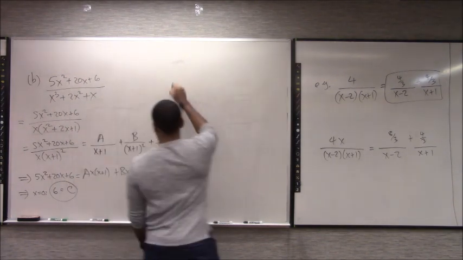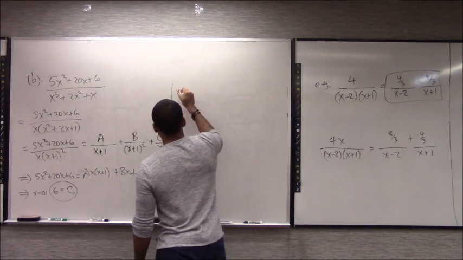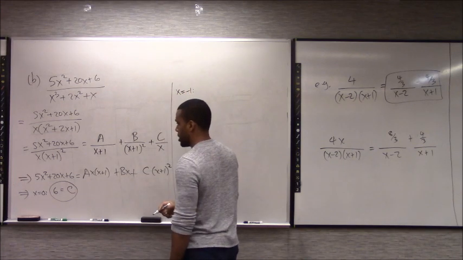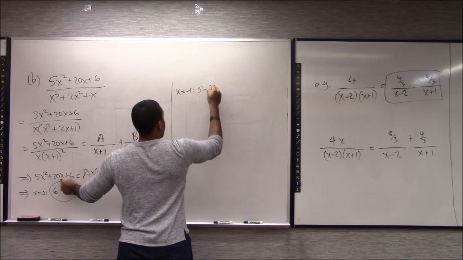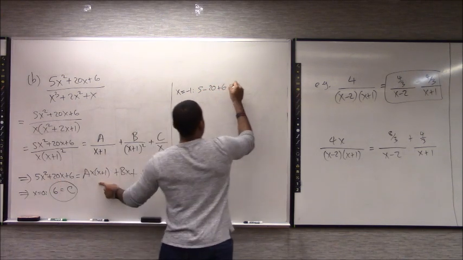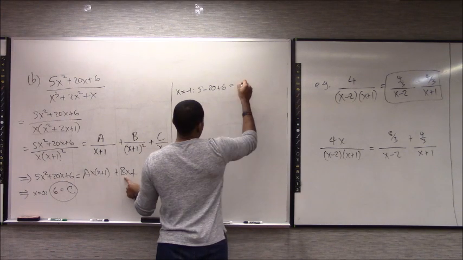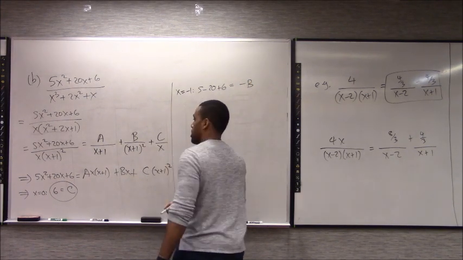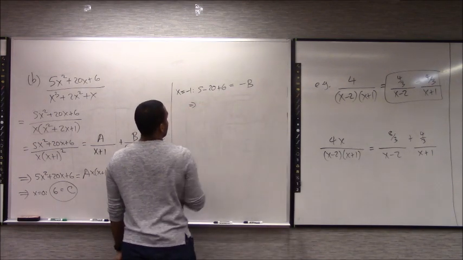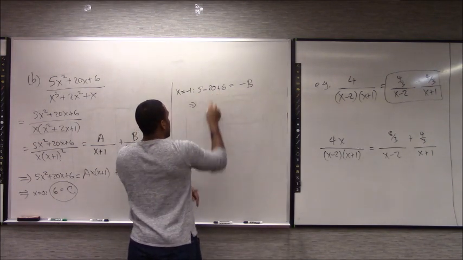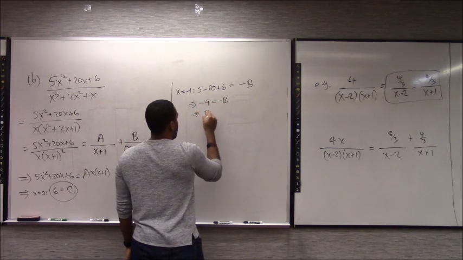How do I find the other ones? Plug in -1. X equals minus 1, what is that going to give me? Well, here it's going to give me 5 minus 20 plus 6. On this side, it's going to wipe out the a, it's going to wipe out the c, and it's going to leave me with the b. Well, it's going to leave me with minus b. So now I have the equation with only minus b. And that's going to be what? Well, that's 11 minus 20. That gives us what? Minus 9. So our b is 9.